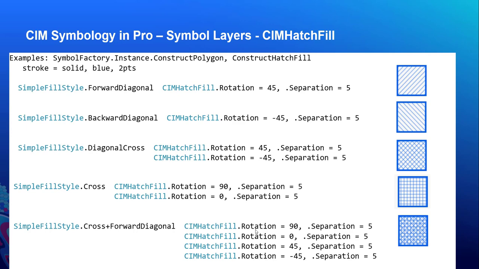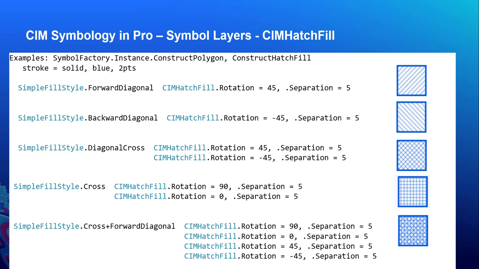I show the simple fill style with the underlying rotation and separation values along with the effect. So if I specify a simple fill style of forward diagonal, that's essentially equivalent to rotation of 45 degrees, slope of 1, separation of 5. Backward diagonal, well, that's simply the forward diagonal, but just reversed. So a minus 45 degrees, slope of -1, separation of 5. SimpleFillStyle diagonal cross, well, I'm just stacking a forward diagonal and a backward diagonal layer.